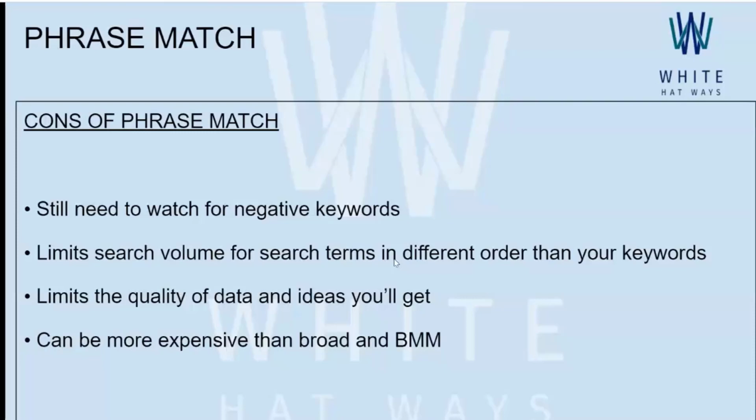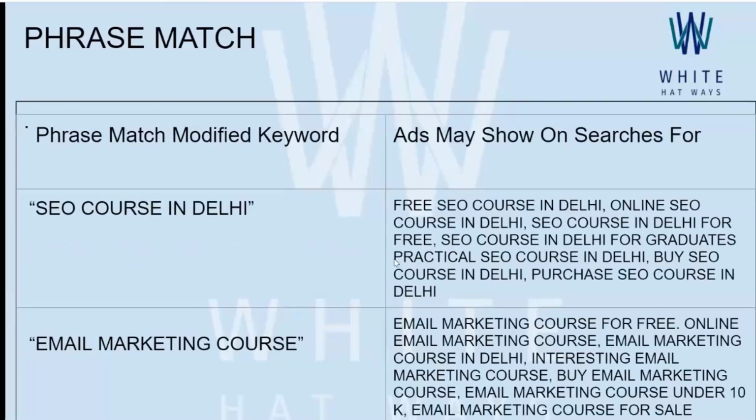Fine. The fourth point it says is that it can be more expensive than broad match. So these are obviously more expensive. The more refined you get with the match types, the more expensive they become. So you can expect quite an expense with such kinds of match types. Now let's move on to the next slide.